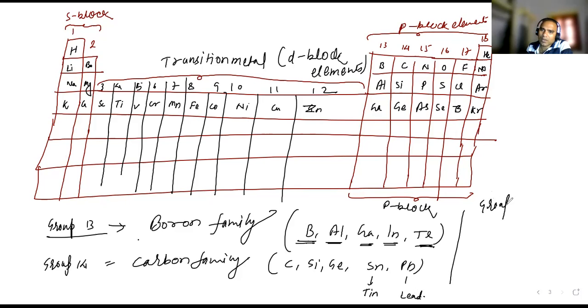Now go to group 15. Group 15 is called the nitrogen family. How can we write it? Nitrogen, phosphorus, arsenic, selenium, tellurium, and polonium. These are the elements there. So that is the nitrogen family.